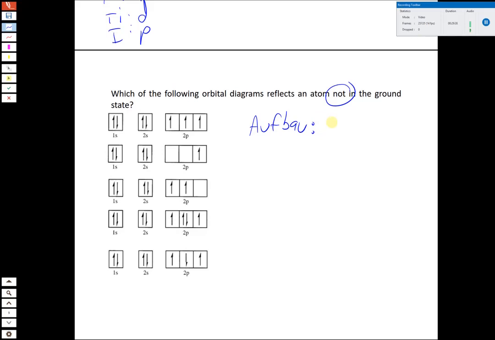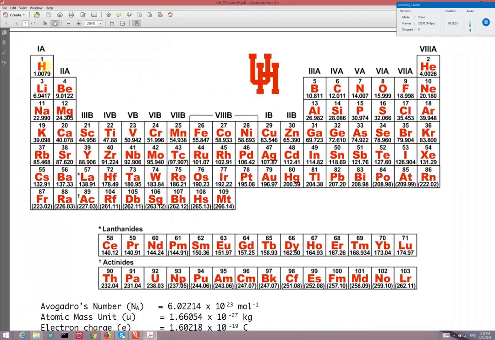So Aufbau principle says we fill subshells lowest energy first and then to highest energy. So we have to fill them in the correct order. In these diagrams here, we have 1s, 2s, and 2p subshells. So we use the periodic table to figure out the order, so it's 1s, then 2s, then 2p. So that's the order they come in.